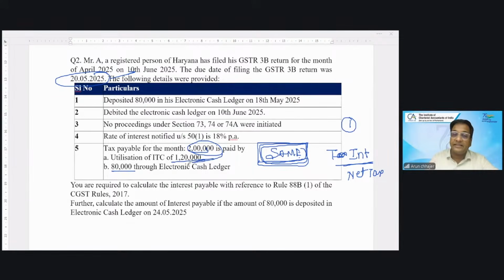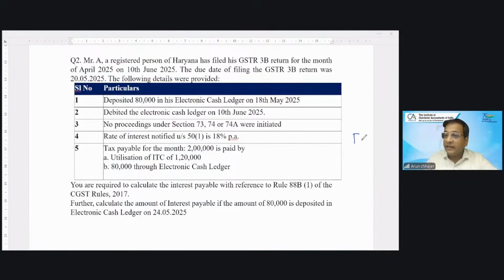So it means the amount which has been debited, which has been paid through the electronic cash ledger, the amount of liability paid from the cash ledger, 80 paid in cash, then interest would be applicable on 80. First point, interest would be applicable on 80,000.